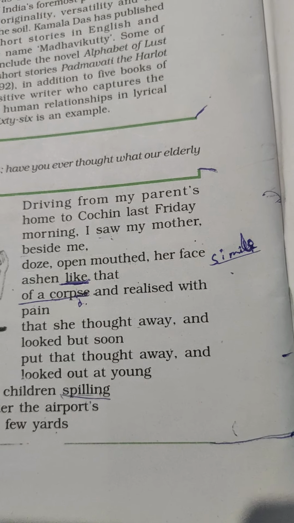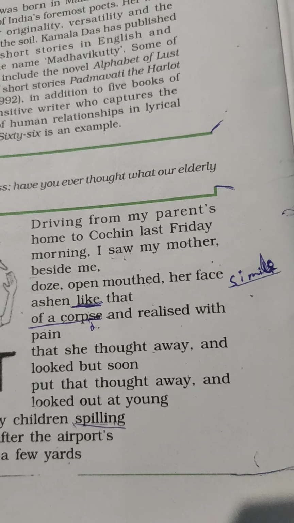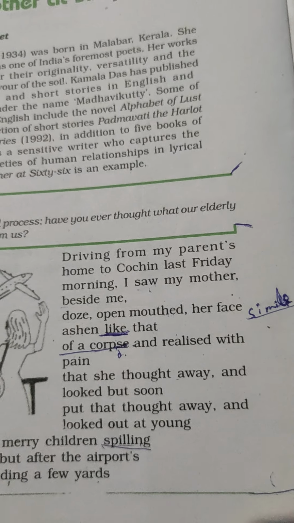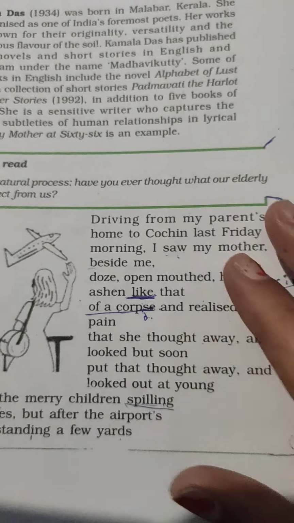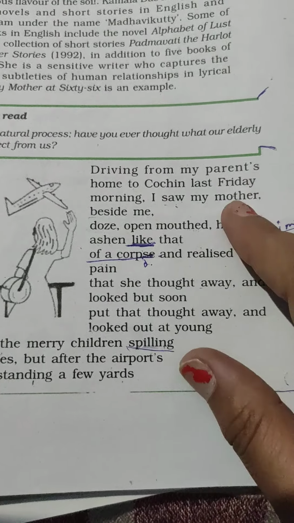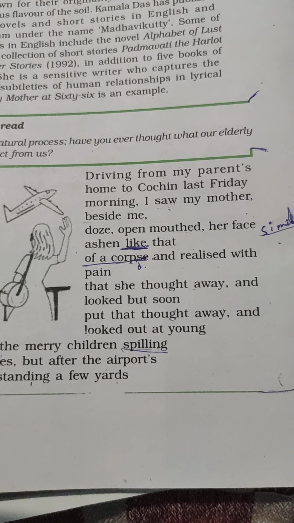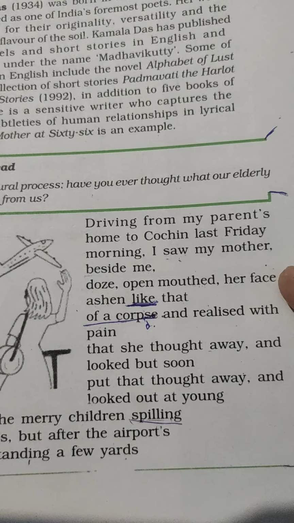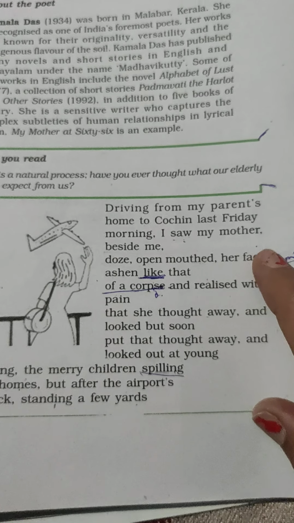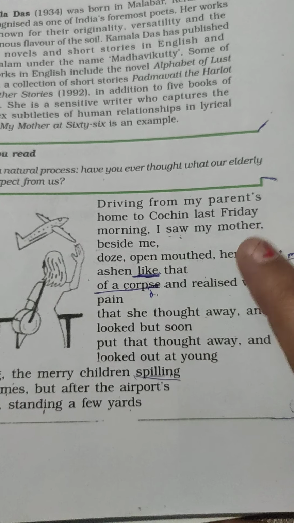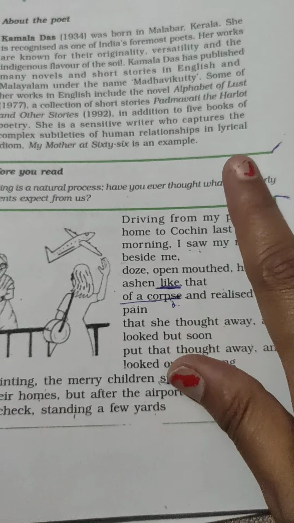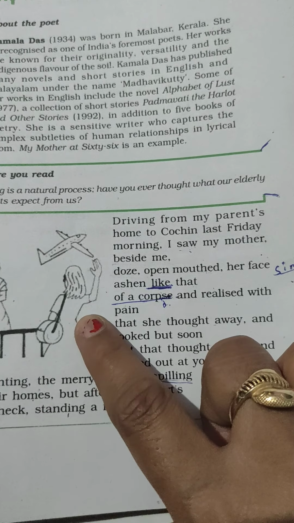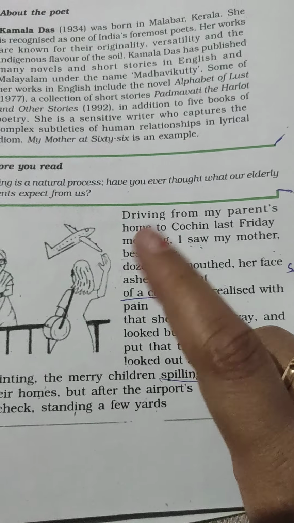The meaning of corpse is dead body. The poet is saying that she is leaving for her work. She came to the house for a vacation, and now she is leaving for work. She was going to Cochin airport, and her mother is also with her, going to drop her. Both were in a car and both were going to the airport.